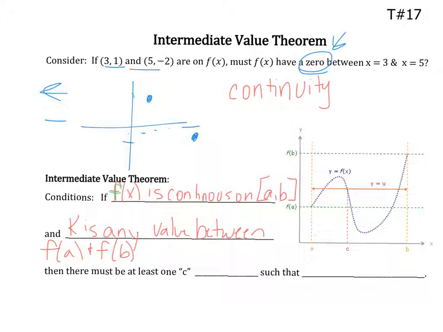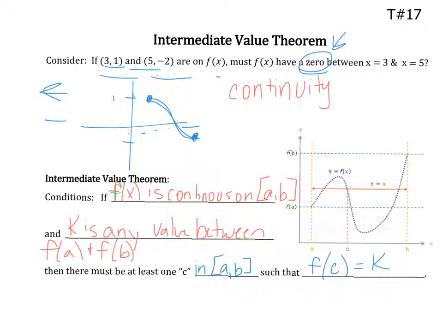Yes. Now if I said, if f of x is continuous, can you guarantee me there's a y value of 4, which this was at 1? Well, you can't guarantee me a y value of 4 because I could connect those without crossing up here. So that's what that means. K is any value between the y values of the endpoints. Then what has to be true? Then there must be at least one c in [a, b]. Notice the closed brackets, such that f of c is equal to k.